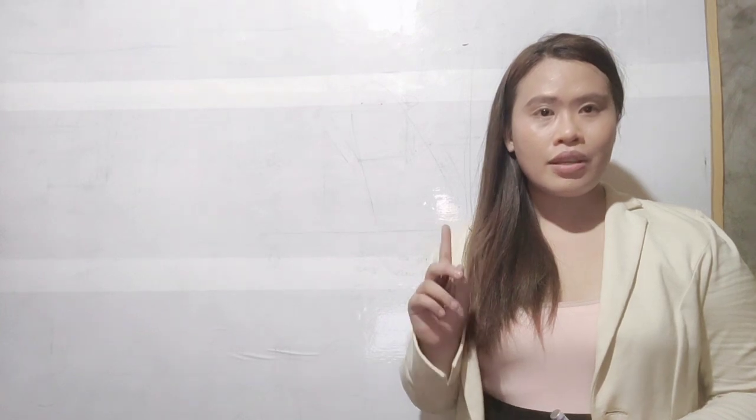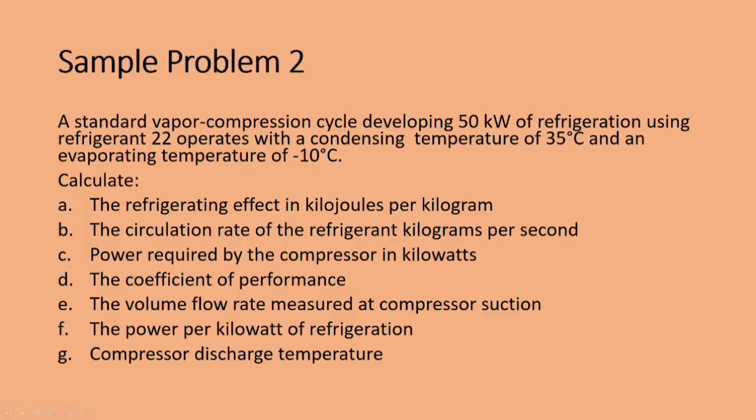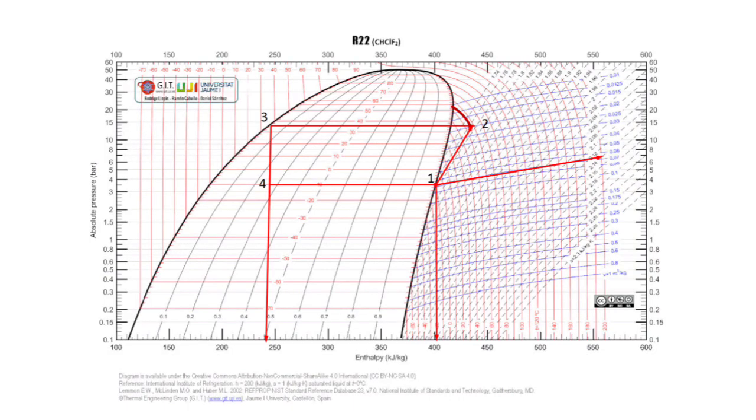Before we proceed to the sample problem, I want to remind you that in every refrigerant there is a designated PH diagram. Sample problem number 2. A standard vapor compression cycle developing 50 kilowatts of refrigeration using refrigerant 22 operates with a condensing temperature of 35 degrees Celsius and an evaporating temperature of negative 10 degrees Celsius. Calculate the following.